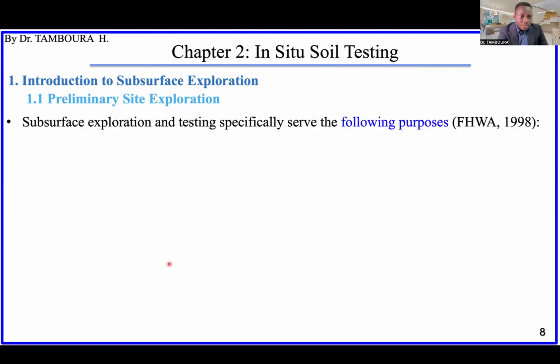So subsurface exploration and testing especially serve the following purposes, according to the Federal Highway Administration of the USA. As I said, what we are going to see here, mainly in this program, is according to the rules and regulations, the norms, okay, of the USA. So please be aware of that.